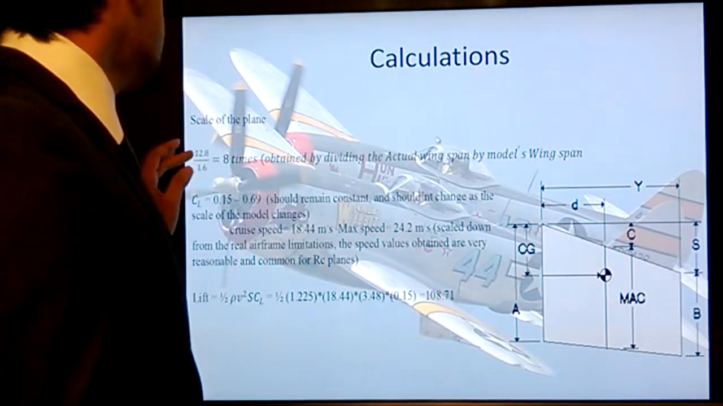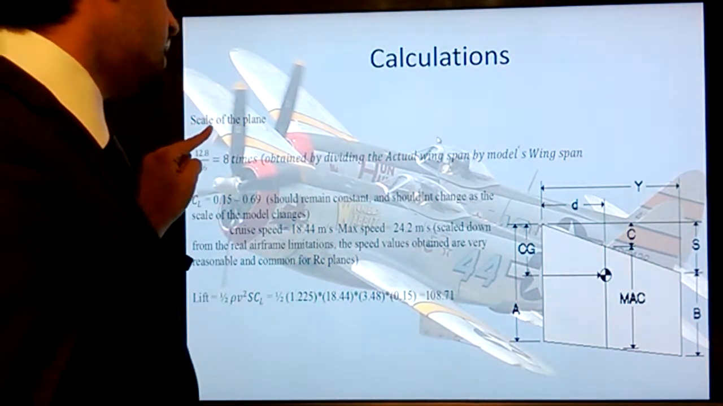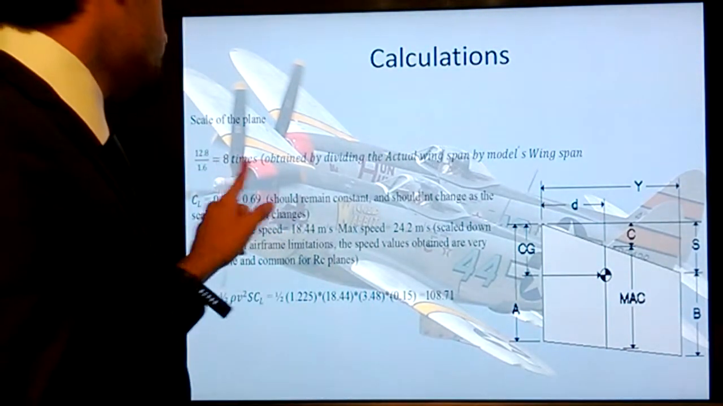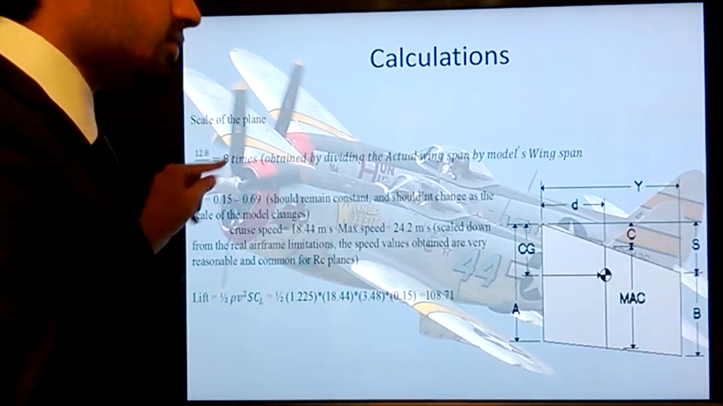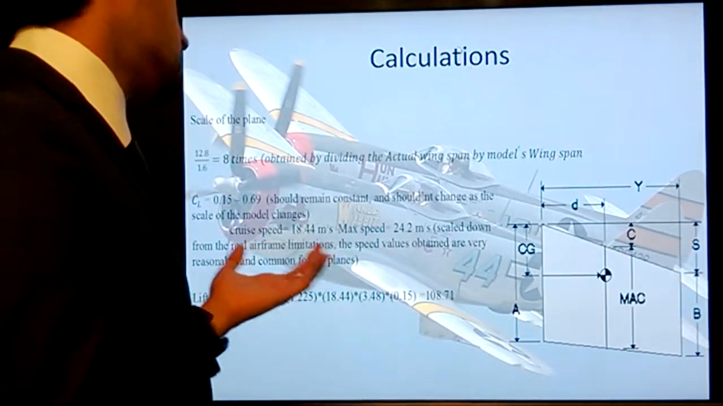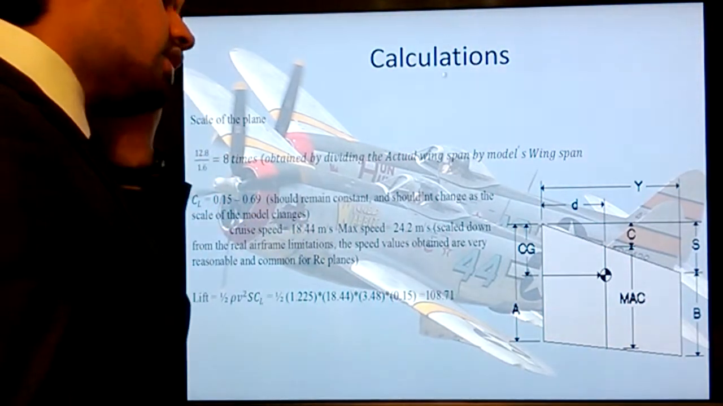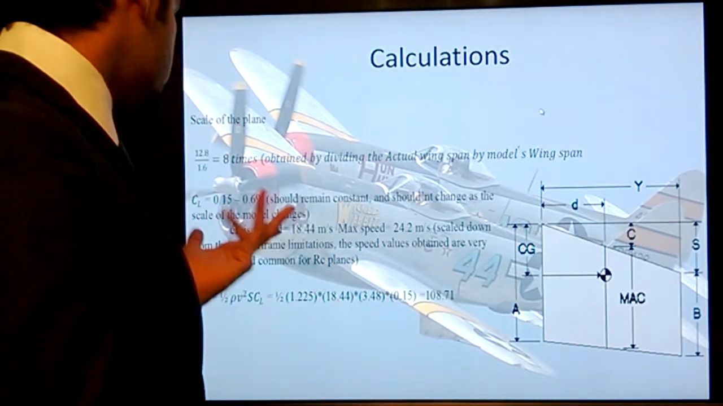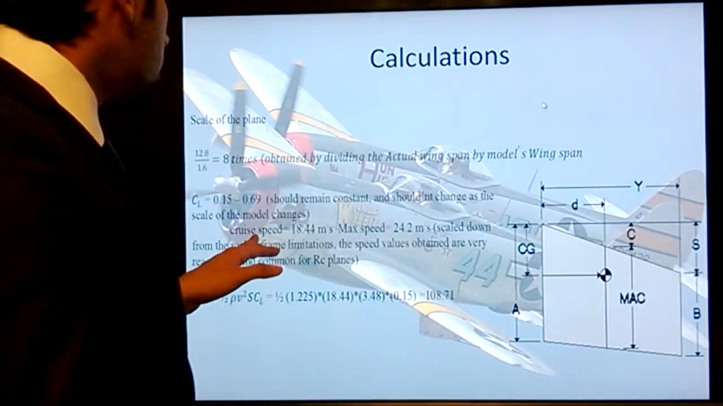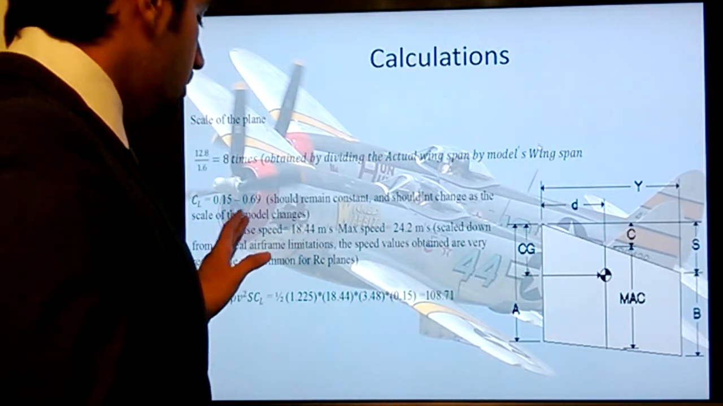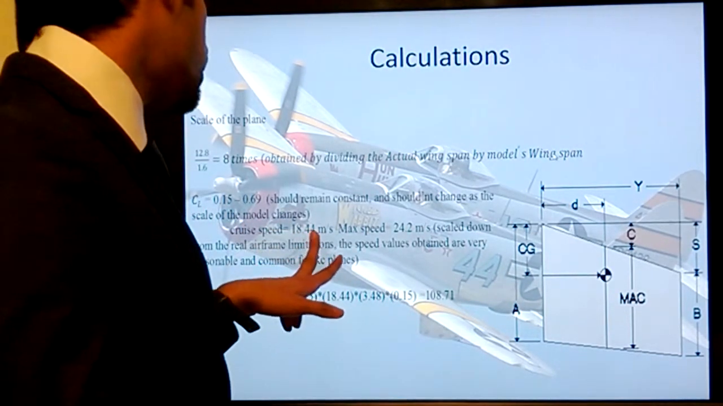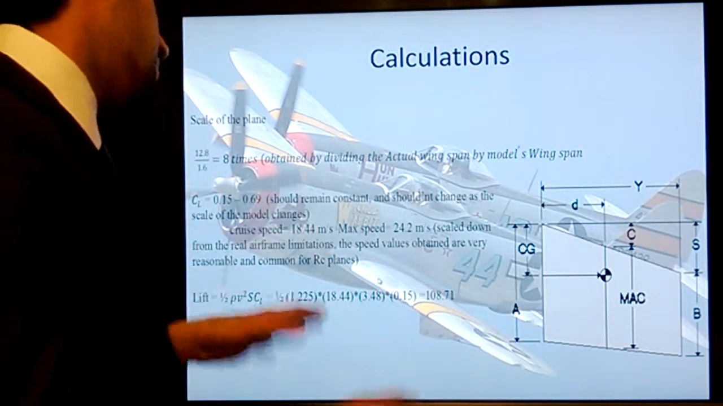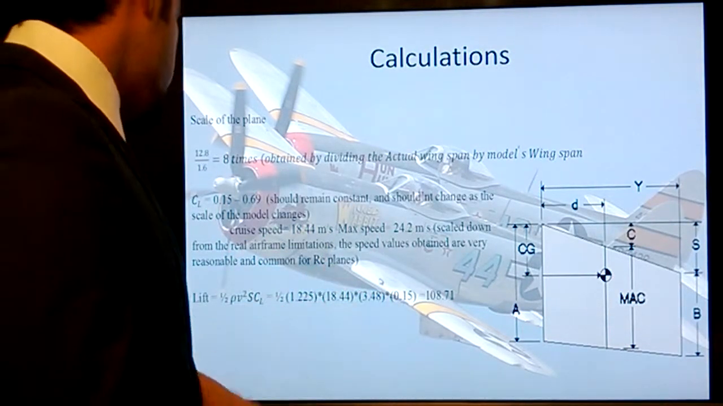Calculations. The scale of the plane was obtained by dividing the actual wingspan by the model's wingspan, 12.8 divided by 1.6, and it was found to be eight times the original. The model was an 8 times reduction in the original size of the airplane. The CL was not scaled down because the airframe dimensions are the same, so the CL doesn't actually change. The cruise speed was scaled down from the actual airplane to 8.44, and the max speed was 24.2 meters per second, which is reasonable, and an RC plane easily achieves these speeds.